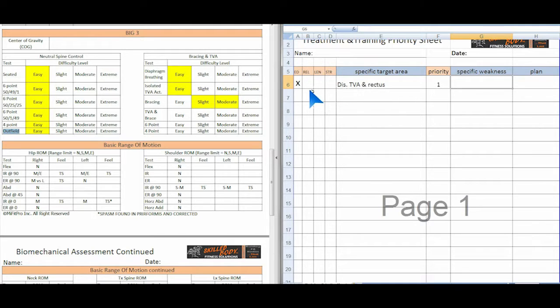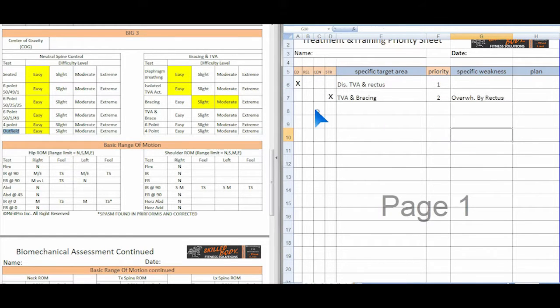Now, one of the things that I do see with the battle between rectus and TVA is that the TVA itself is easily overwhelmed by the rectus. So one of the things I'm going to put is that the TVA and bracing need to be strengthened. It's actually a priority 2 because we can't do it before we dissociate these two. But the specific weakness is that it's overwhelmed by rectus.